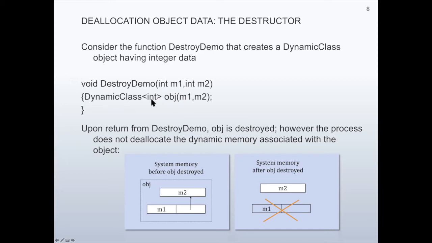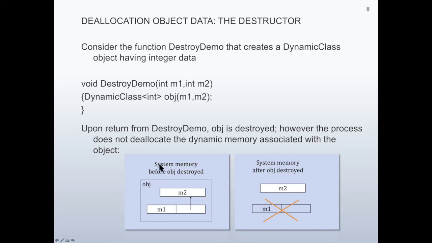Inside the function, an object named obj is declared. It is of type dynamic class integer. We have parameters m1 and m2 for the constructor, which are the values provided here. Here the function starts, and this is the end of the function. Upon return from destroyDemo, obj is destroyed. However, the process does not deallocate the dynamic memory associated with the object. Whenever there is a return from a function, whatever is declared or created within the function is removed from the memory. But here, because we have a dynamic part in which M2 is stored, it will not be removed from the memory because it is created dynamically.